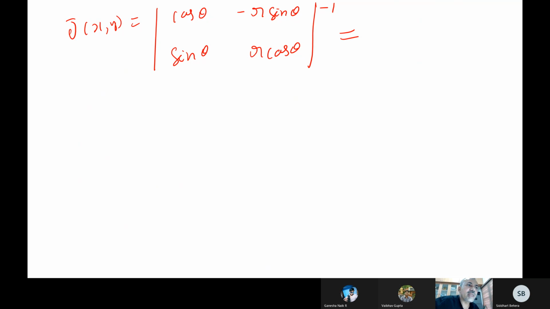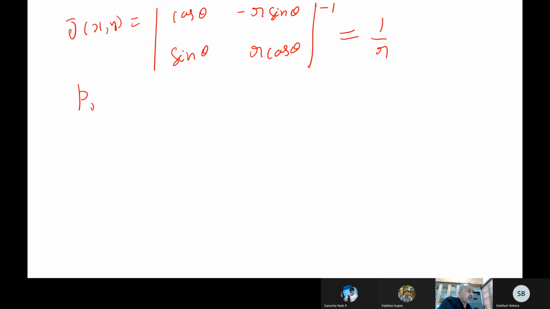What do you get? Quickly, the Jacobian, tell me. R. R actually, but you have to do the inverse. So this becomes 1 by R. That's very easy actually. Okay, so this is our Jacobian.